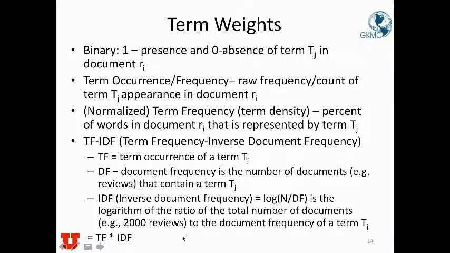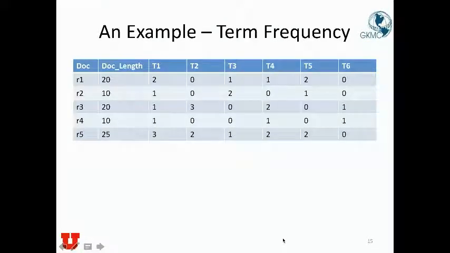So if film and movie are in the same document Ri, and they both get mentioned 2 times, but film is mentioned more frequently than movie in the whole data set, then the TF-IDF of movie will become higher than the TF-IDF of film, because movie is slightly more rare than film in that data set. So let's look at an example, it's more clear. We look at 6 words; we don't need to know which words they are. It can be film, movie, good, bad, and so on.